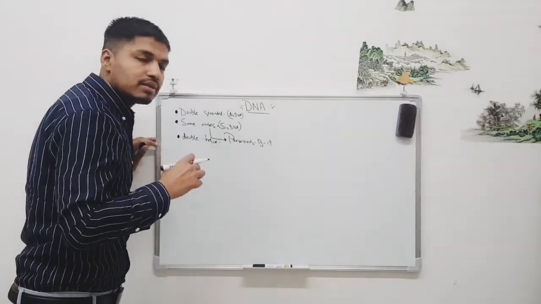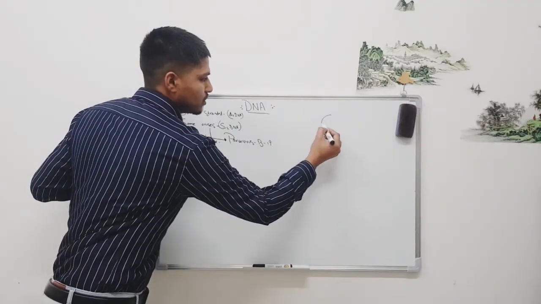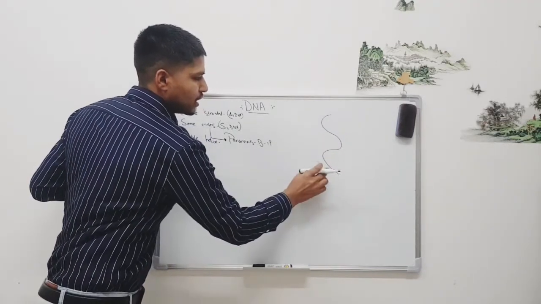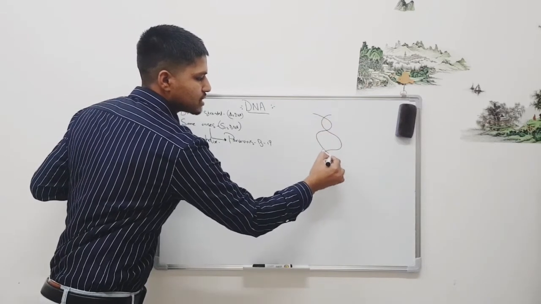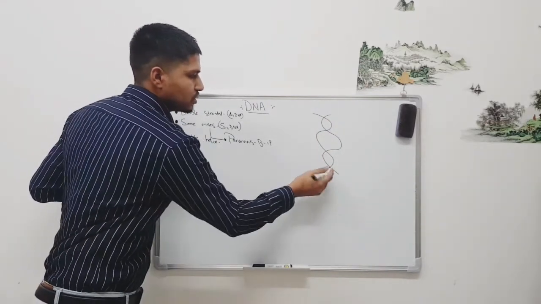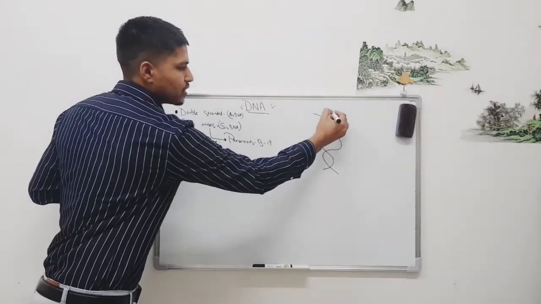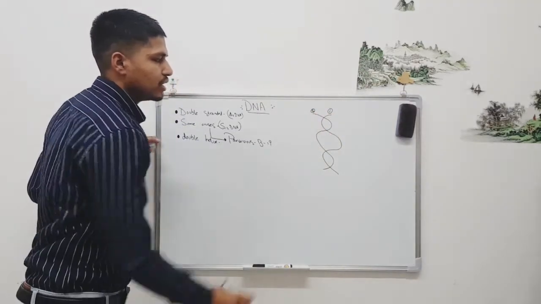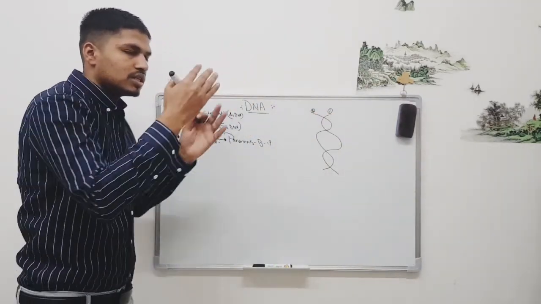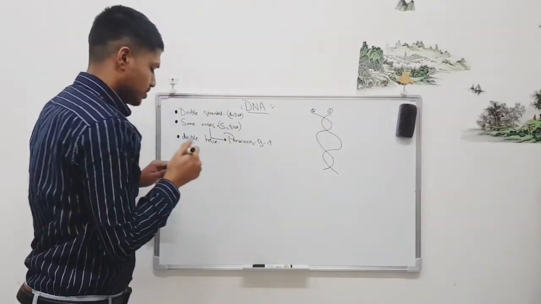What do I mean by double helix structure? If you look at this, if this is one strand, then the second strand is like this. This is the first strand, and this is the second strand. They make coils, so they are in a double helix structure.